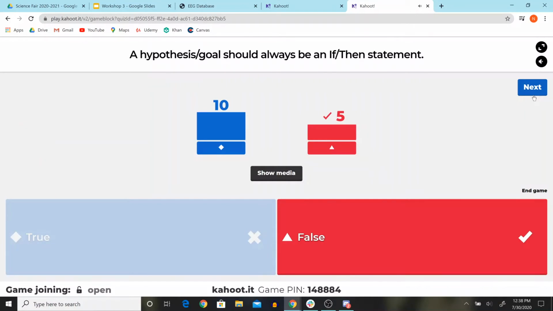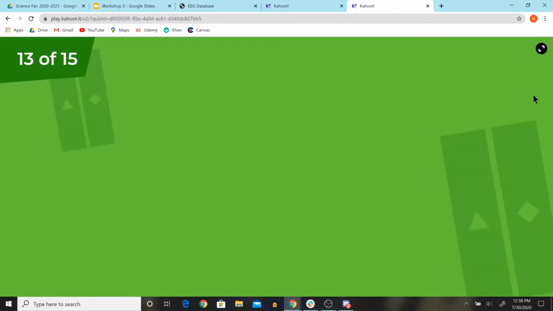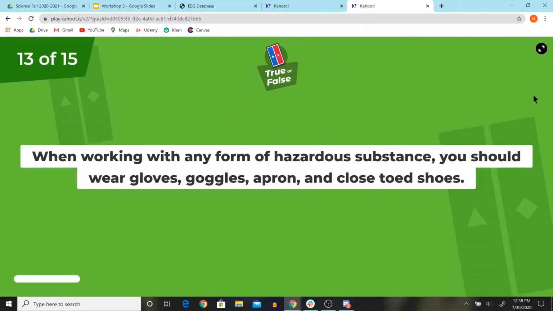Okay, so the answer is false, guys. Don't sleep on engineering projects, guys, okay? Those have a goal, right? To make the solar panel more efficient. That can't be an if-then statement. It's got to be a goal, okay? So remember that.